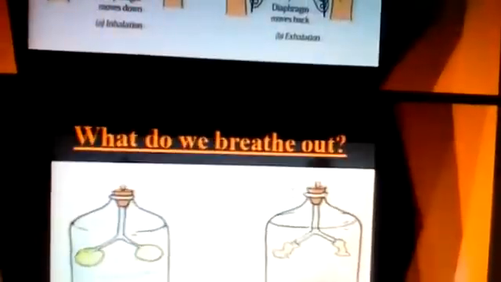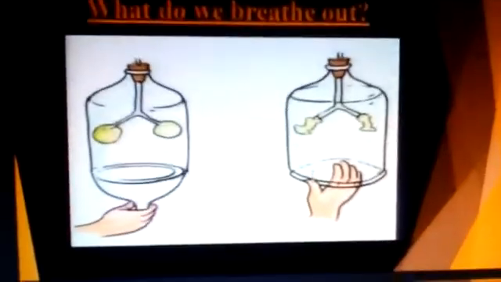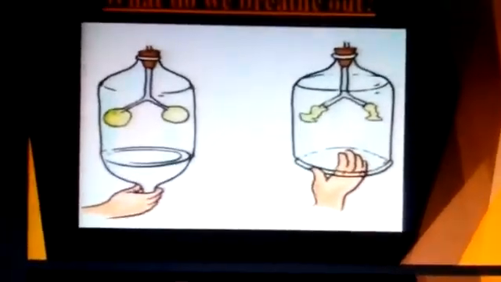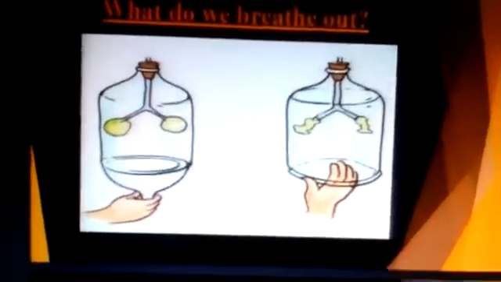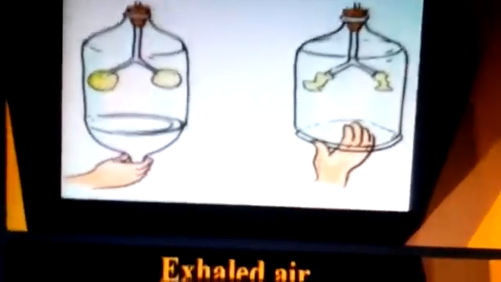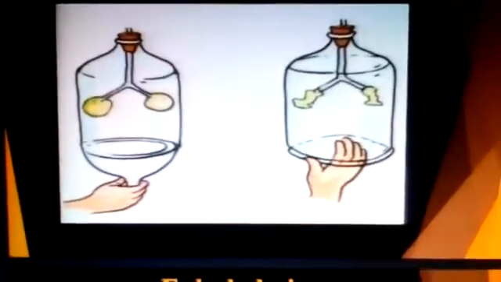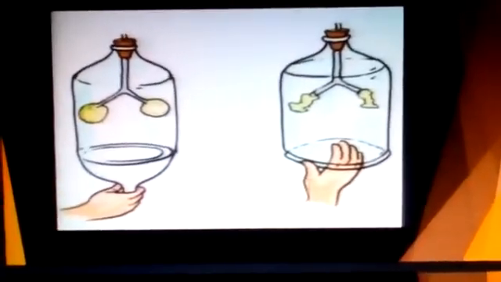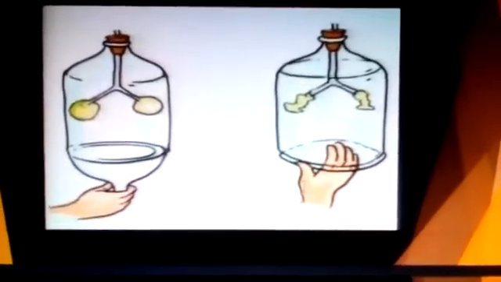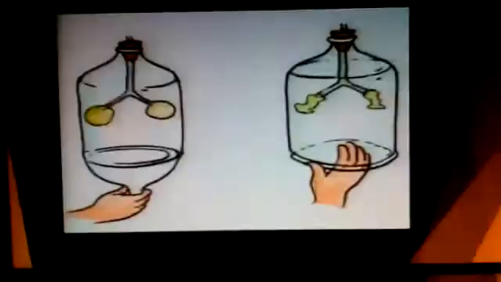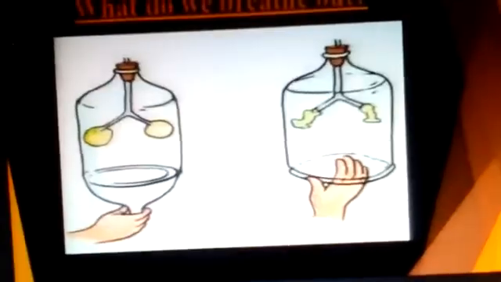Now let us see, what do we breathe out? So let us see through a small activity. Take a wide plastic bottle. Remove the bottom as shown in the figure. Get a Y-shaped glass or plastic tube. Make a hole in the lid so that the tube may pass through it as shown in the figure.